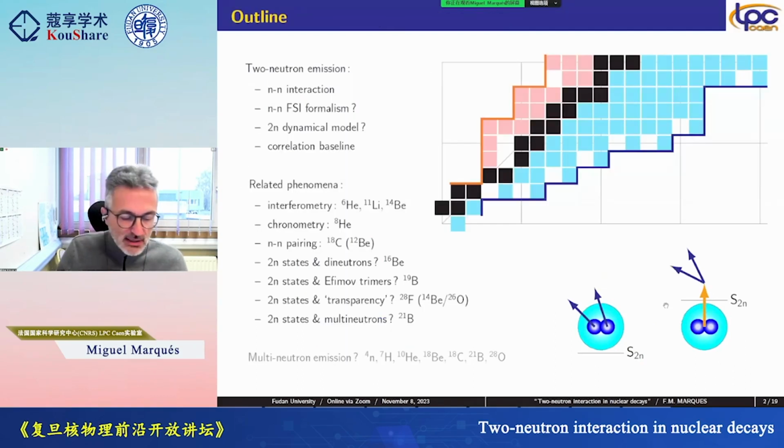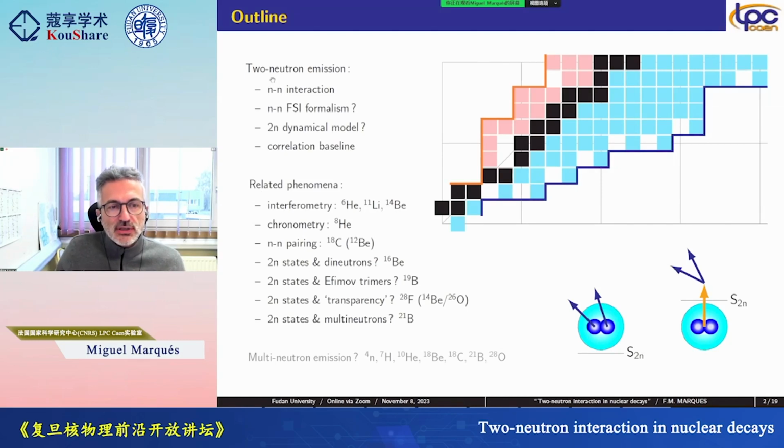So the outline of the talk: first, I will give some general concepts of the two-neutron interaction. This is the introduction and the context of the problematic, and then I will try to review some.